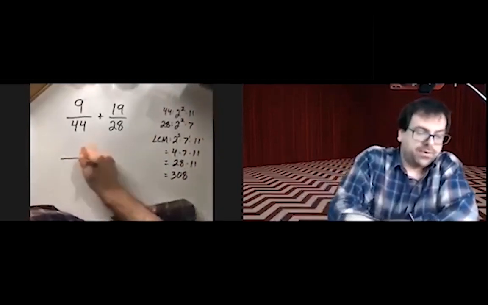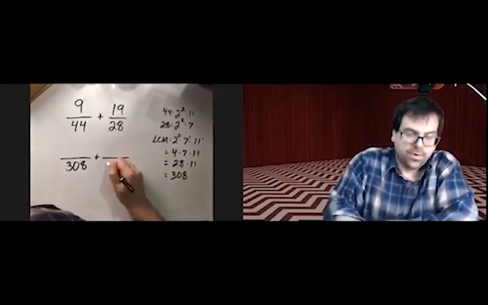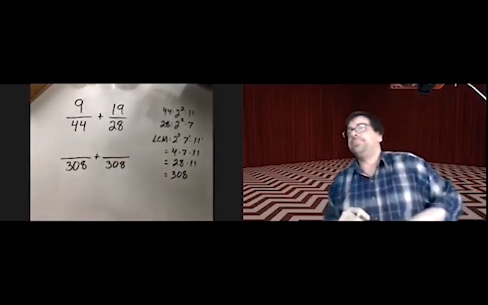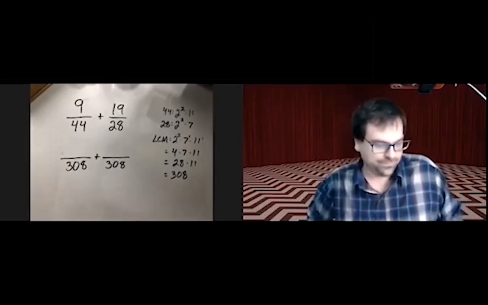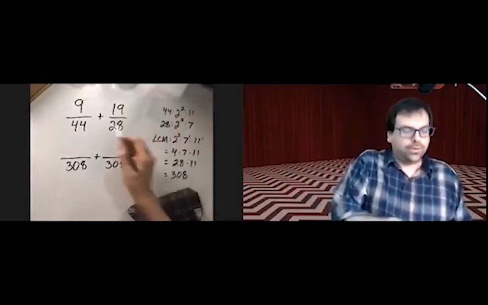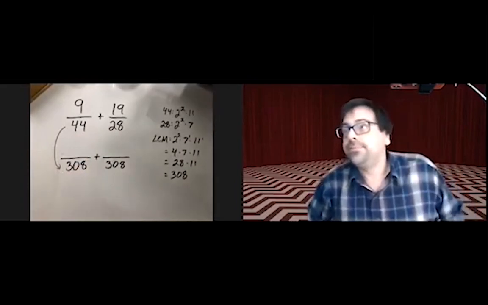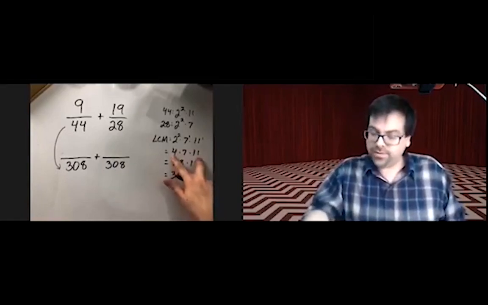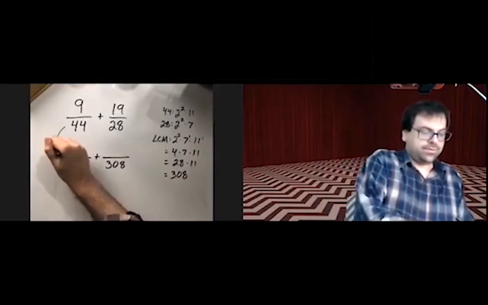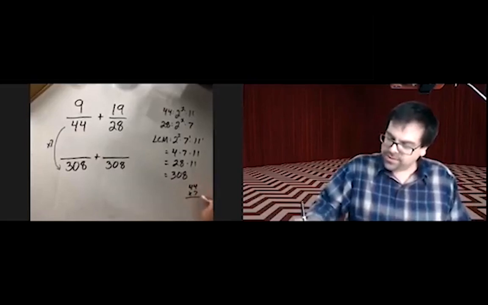So the new bottom numbers have to be 308 on both of the fractions. 44 times what is 308? Well, there's 44, 4 times 11. So it's times 7. You could always check to be sure. What's 44 times 7? 28, carry the 2, 308.